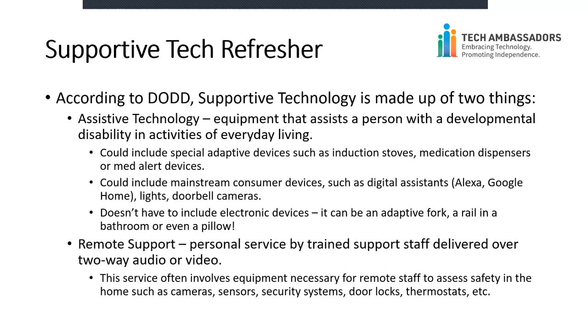Okay, so these are things necessary for the remote staff to make sure the person in the home is safe. Those could be cameras or sensors, door locks, thermostats, etc. And we're going to actually have examples of a couple of those today.